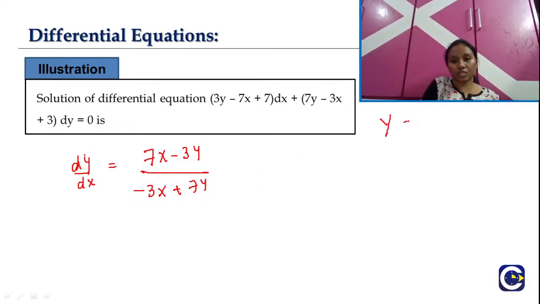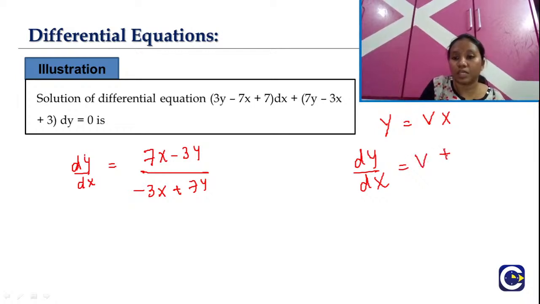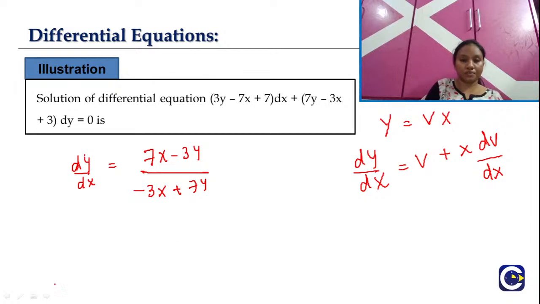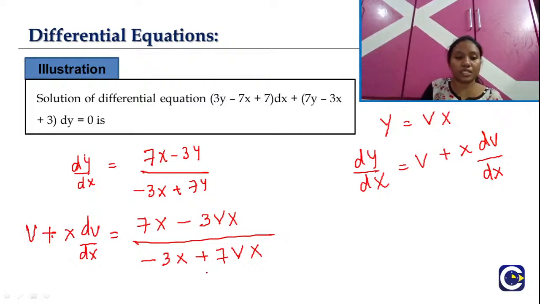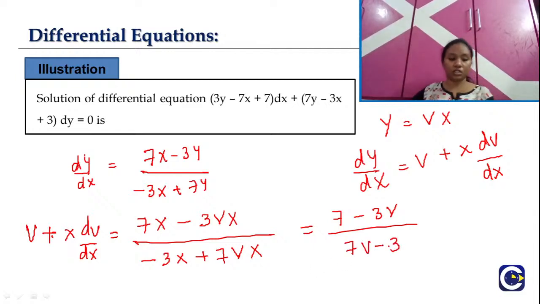Now in place of y, the substitution will be vx. So let's do that. dy by dx will be equal to v plus x dv by dx. Let's substitute that here. In place of dy by dx, it will be v plus x into dv by dx. In place of x, it will be the same, and in place of y, it will be vx, so 7x minus 3vx in the numerator, and minus 3x plus 7vx in the denominator. Now from both the numerator and the denominator, the x will get cancelled, leaving 7 minus 3v in the numerator and 7v minus 3 in the denominator.